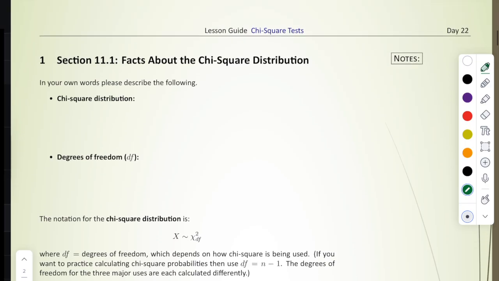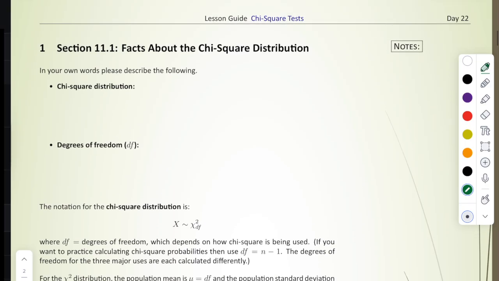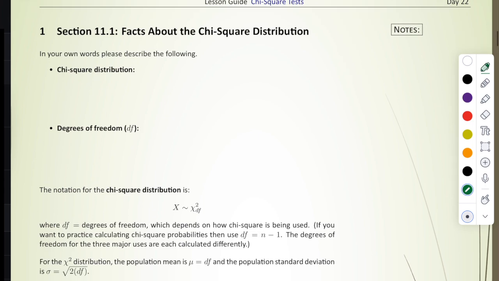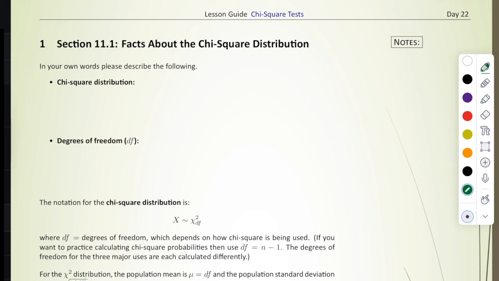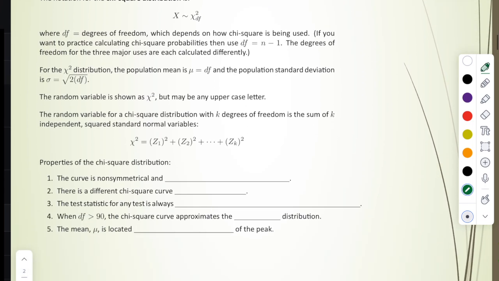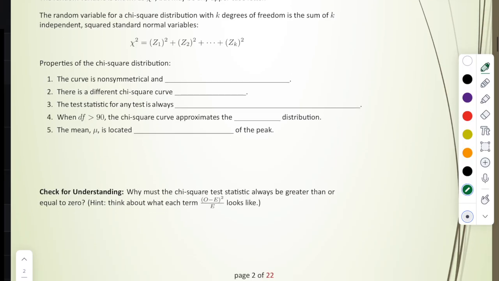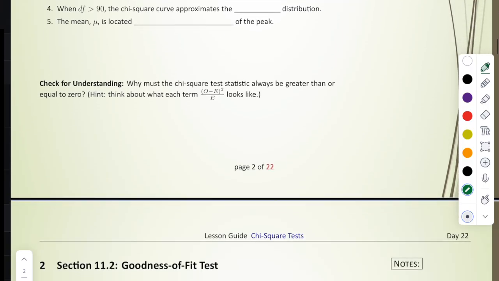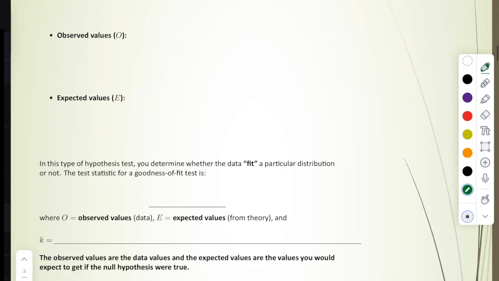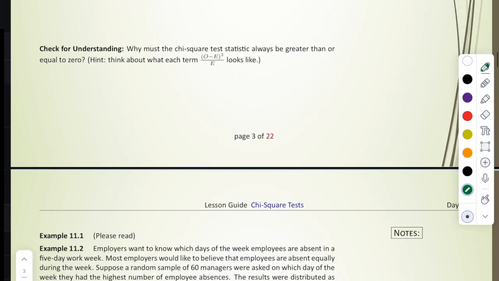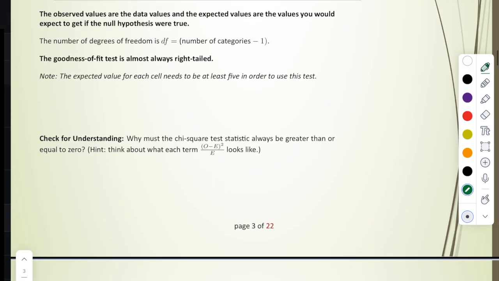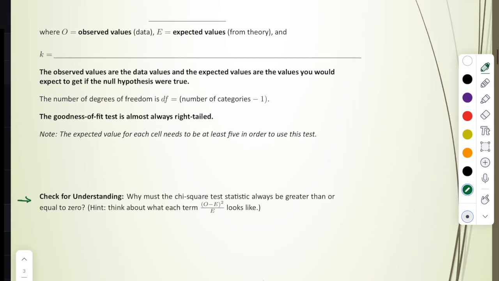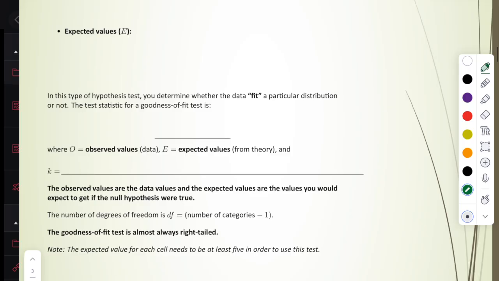Okay, the first thing we need to know is this chi-square distribution. So have a look at section 11.1 and the chapter introduction and answer these questions and do this page. Fill in those blanks. This question here I meant to be moved, so unfortunately that's a typo, and you'll see the same question later on, where it makes a bit more sense.